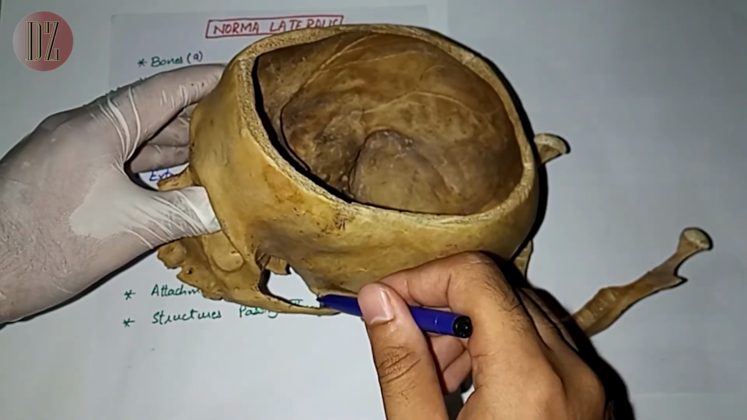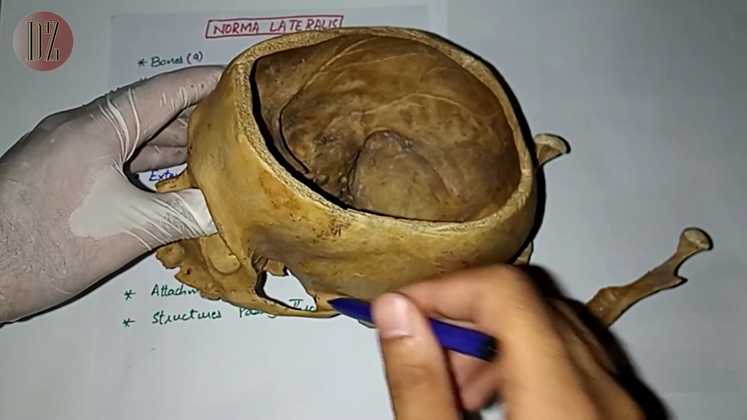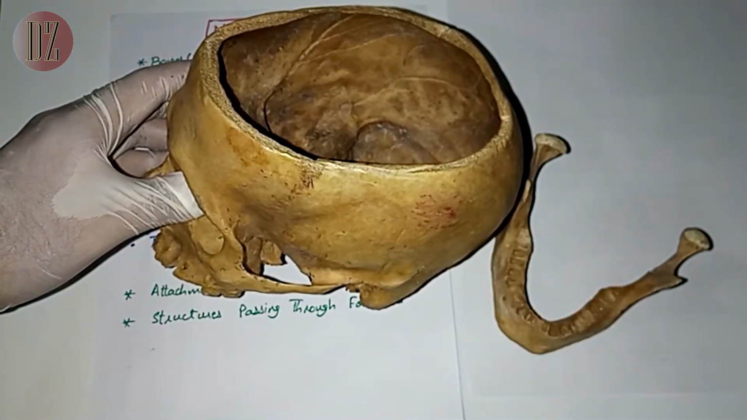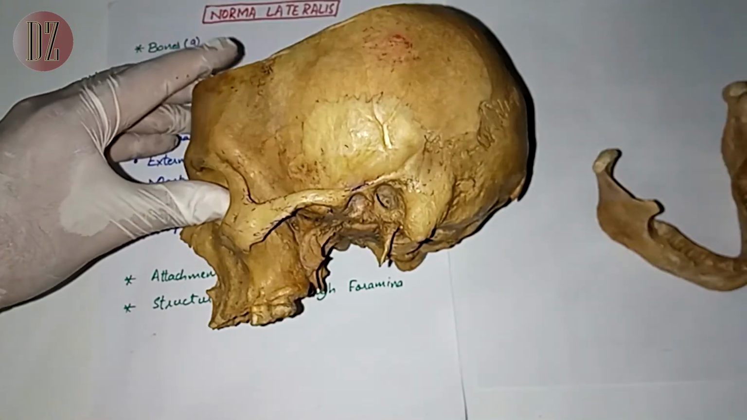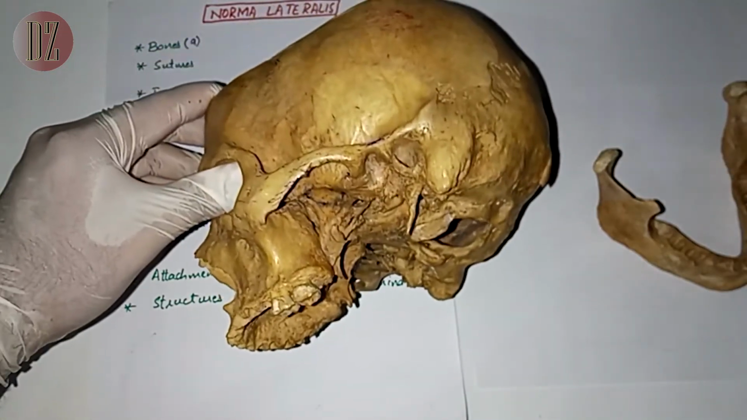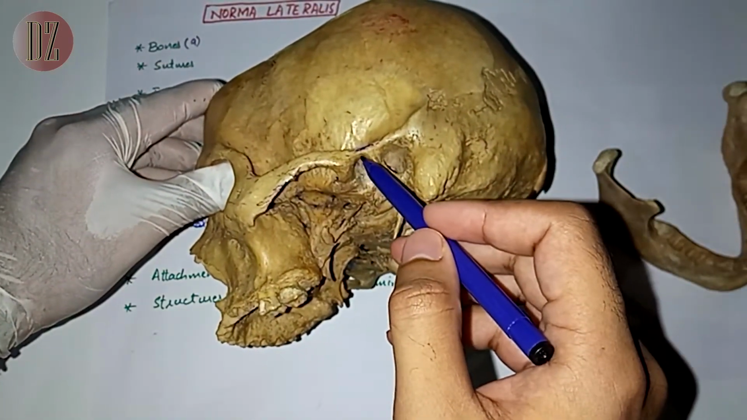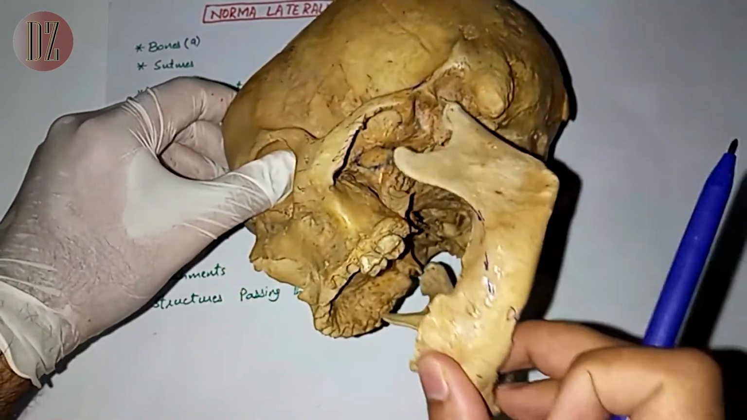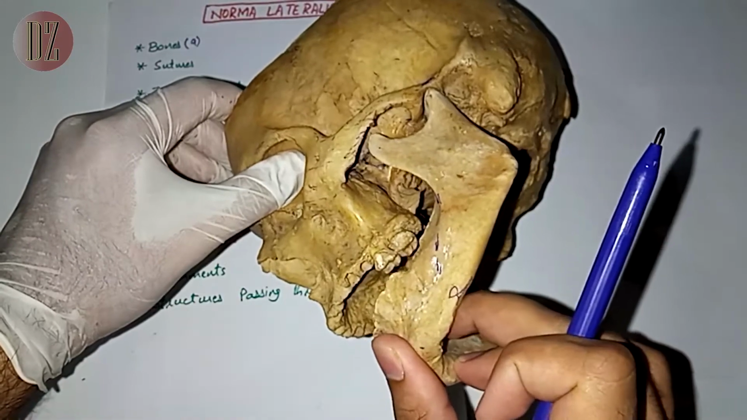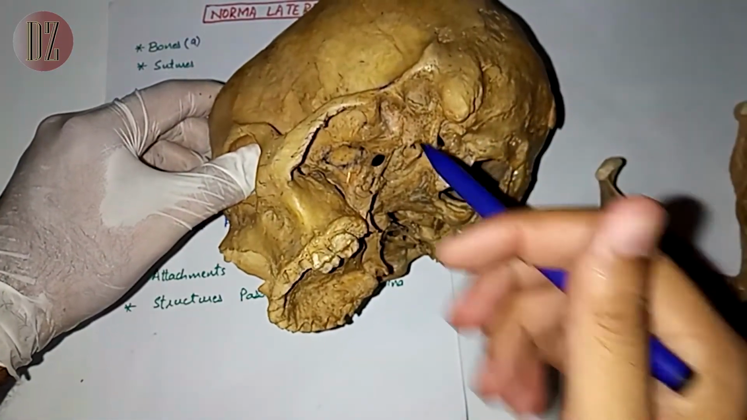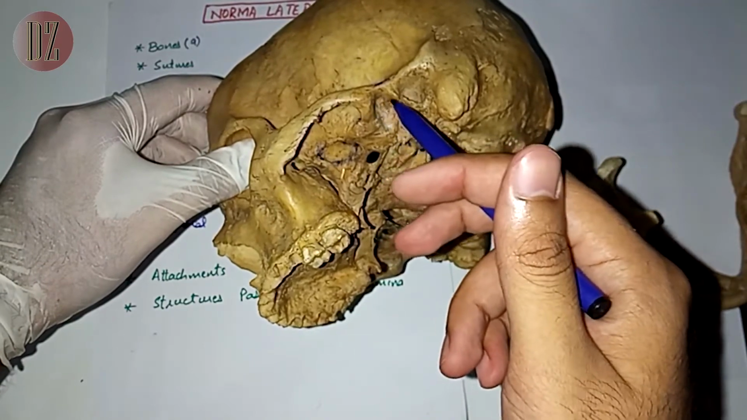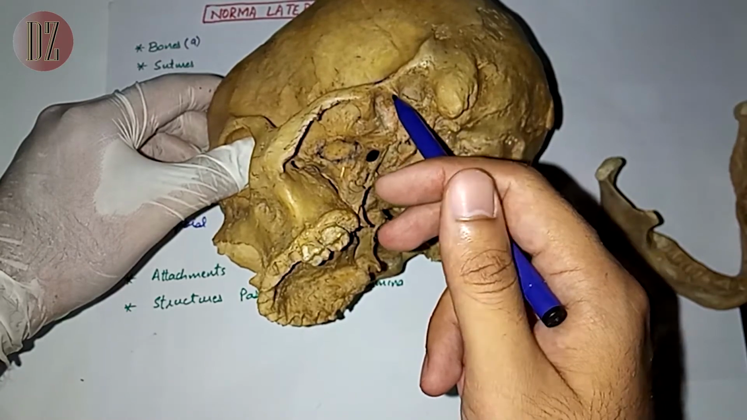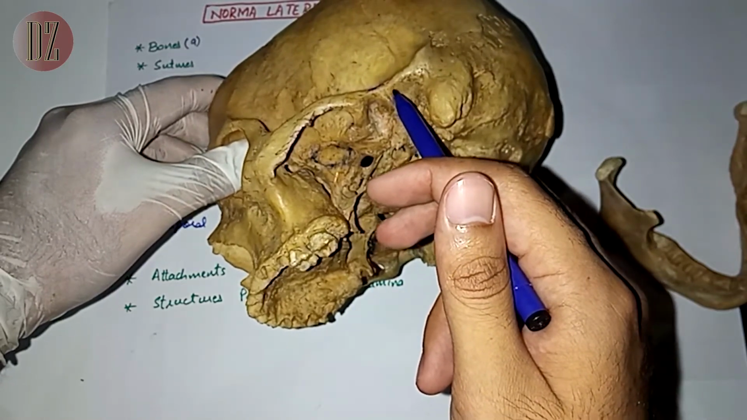The root which is joining anteriorly is called the anterior root, and this portion is called the posterior root, which continues as the supramastoid crest. On the lower surface of the zygomatic arch, this area is called the articular area. Here the condylar process of the mandible articulates. Anterior to the articular fossa is a tubercle called the articular tubercle, and behind the articular area there is a small tubercle called the postglenoid tubercle.